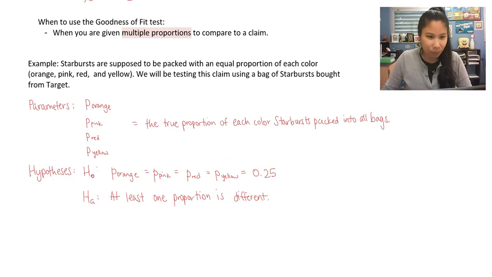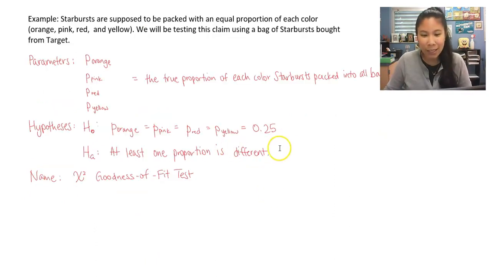Now that we have our hypotheses stated out, we get to go on to name our test. This is the chi-square goodness of fit test because we have multiple proportions. Also I wanted to point out before I move on, this is the chapter where we start for our hypotheses, they're not always going to be symbols anymore. You might have to write things out in sentences and words.